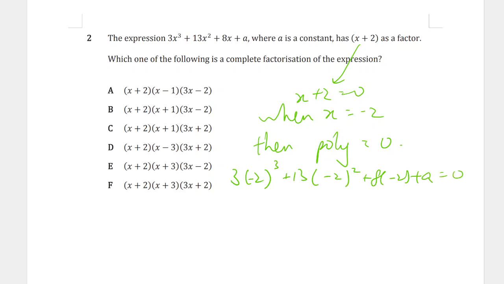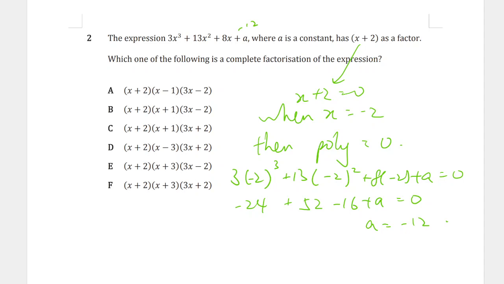So now we just have to do some maths. This is negative 24, I think, plus 13 times 4, that's 52, minus 16 plus a equals 0. So what is a? A is negative 12. Yes? A is negative 12. Good. Okay, so now, next thing is what?